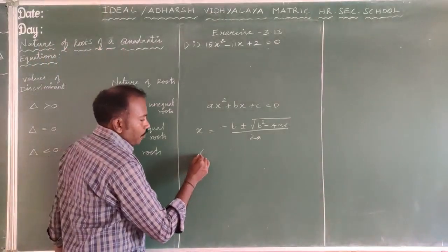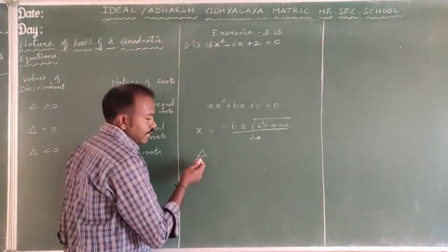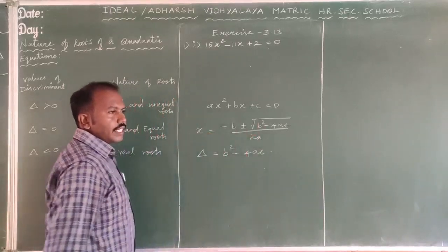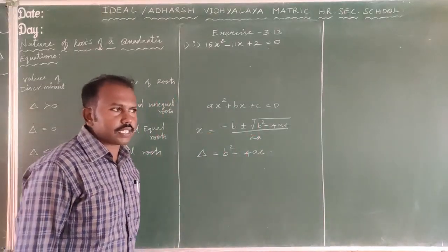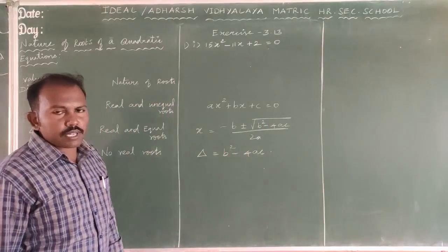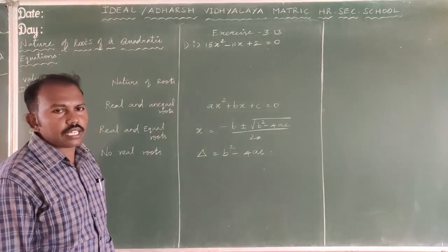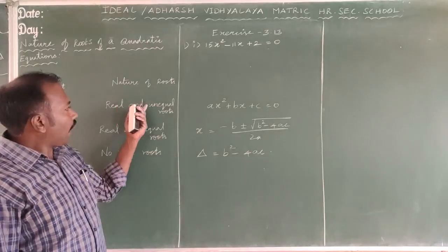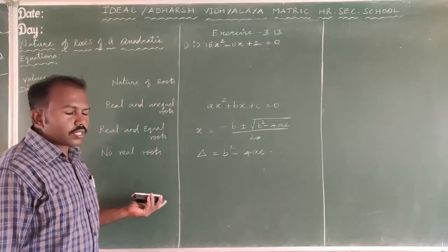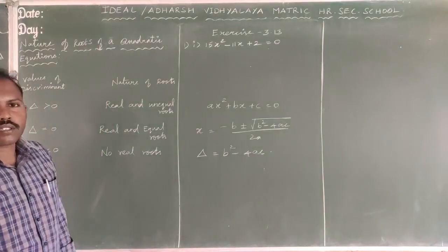So here applying the formula, discriminant is equal to b square minus 4ac. In case discriminant is equal to 0, roots are real and equal. Then discriminant greater than 0, the roots are real and unequal roots. Then discriminant less than 0, no real roots.